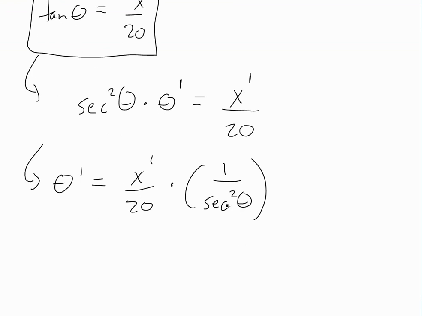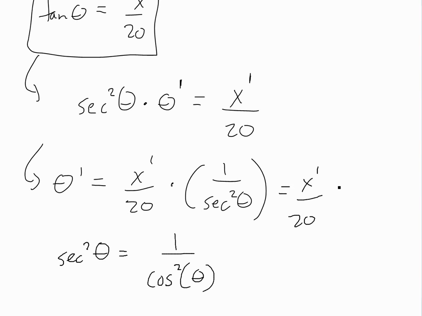And we know that secant squared theta is, by definition, 1 over cosine squared theta, because secant is 1 over cos. Plugging that in here, we get x prime over 20 times 1 divided by cos squared, which is just flip it over. So we're going to get cos squared theta. Now all we have to do is solve for cos squared theta.